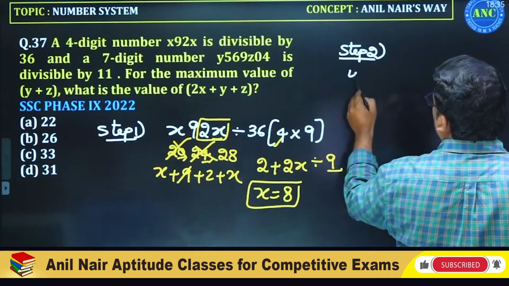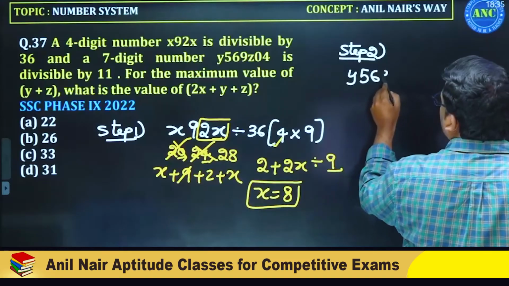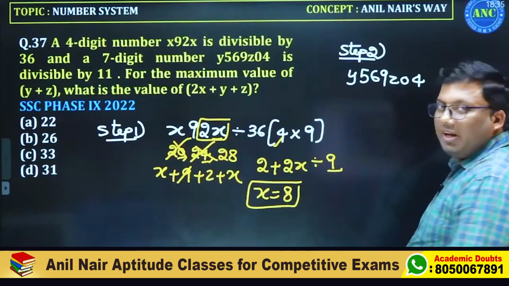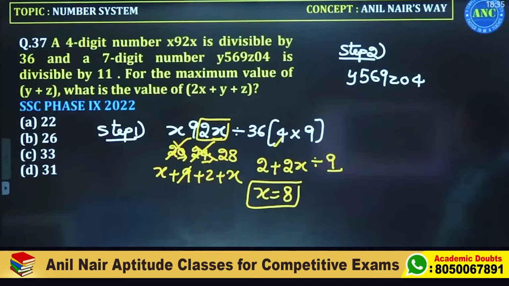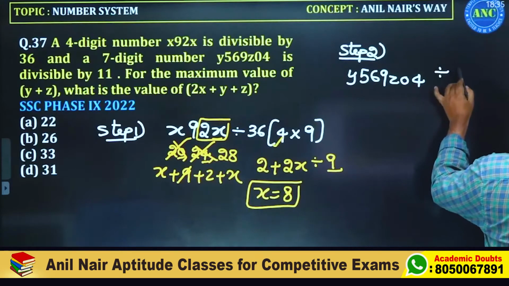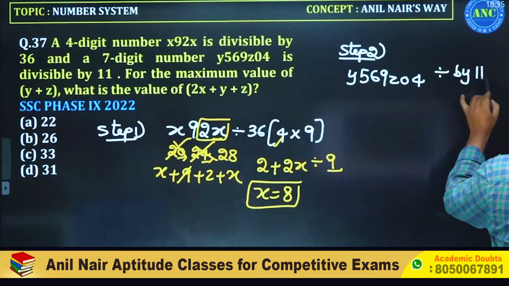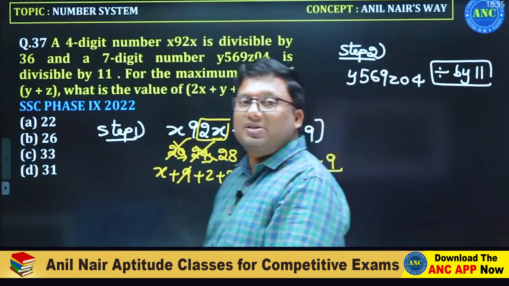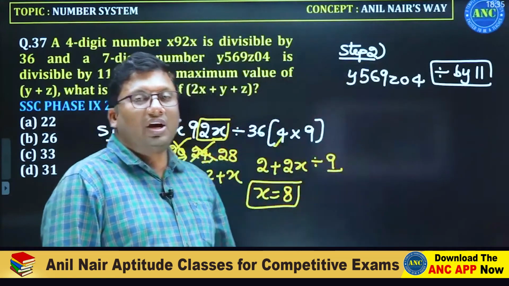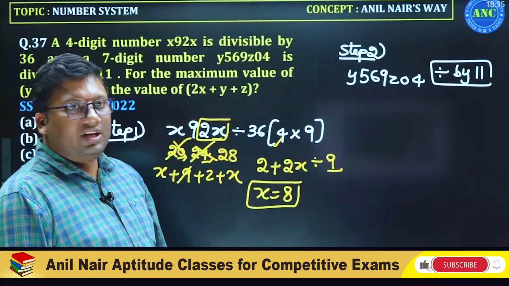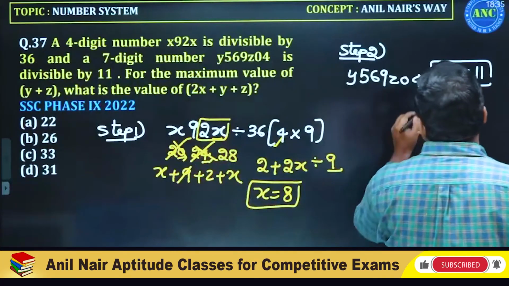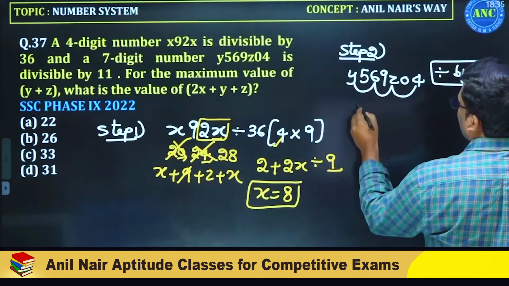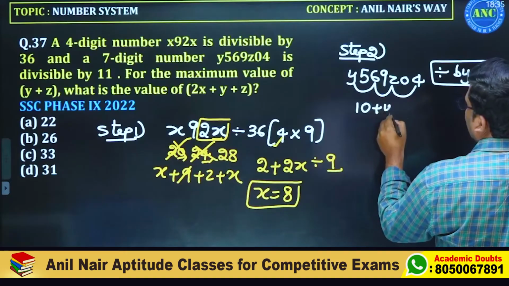The question is Y569Z04. This number is divisible by 11. What is the divisibility rule of 11? Sum of the odd places minus sum of the even places should be divisible by 11. The sum of the odd places is 4 plus Z plus 6 plus Y, which is 10 plus Y plus Z.